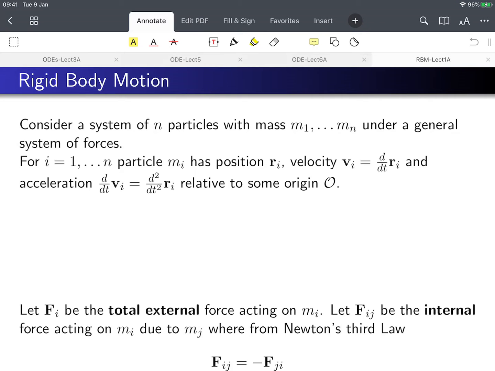So, like I said, rigid body motion, that's really important. It's going to go on into the second year as well. It's a very vast subject. We're only going to skim the surface of it. We're going to see the equations, but then the applications are just endless.